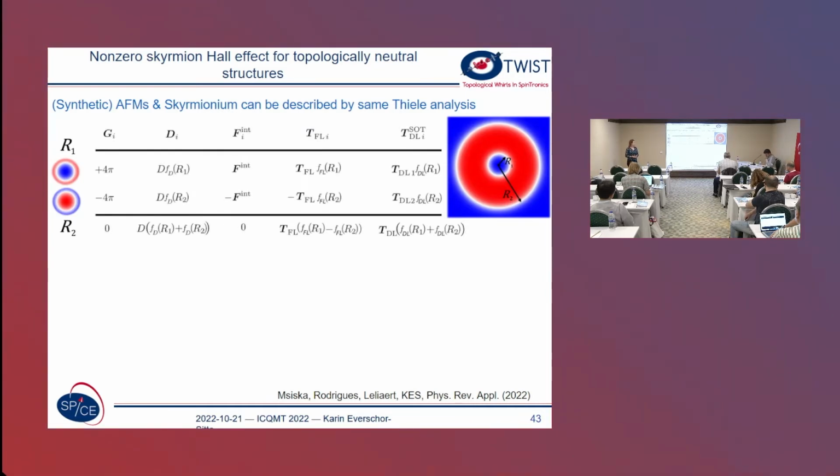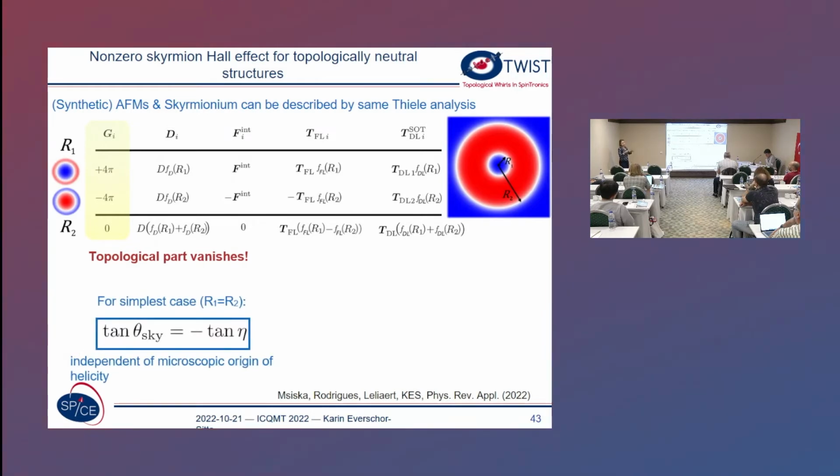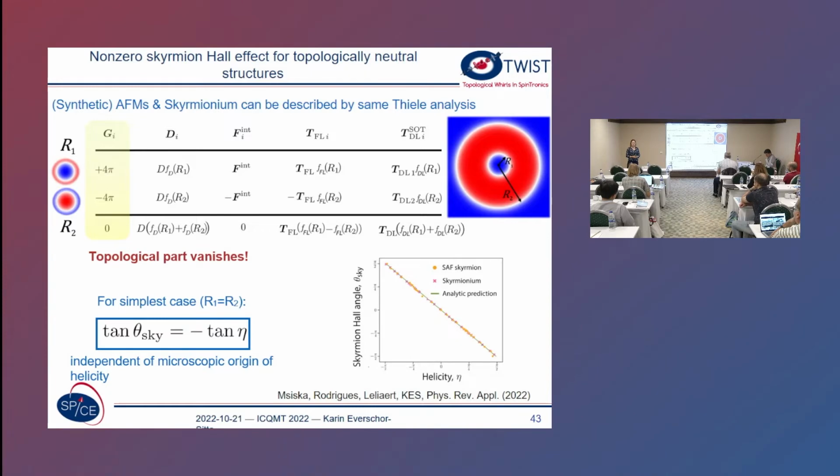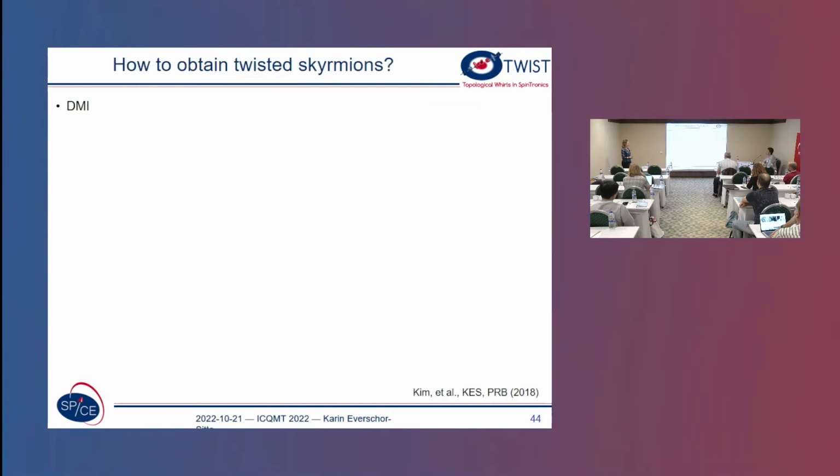Then you can look at all the individual terms that enter, and what you immediately see is that this G here is plus and minus 1 for each of them, so it cancels overall. All the other terms remain, so you can get a net skyrmion Hall effect. The topological part vanishes. Of course we computed the long expression too, but I just want to show the simple case where the two radii are equal, where the skyrmion Hall angle is just proportional to the helicity. We also confirmed this by micromagnetic simulations for the skyrmionium and the synthetic antiferromagnetic skyrmion.